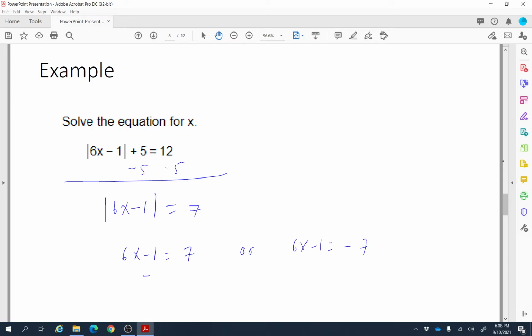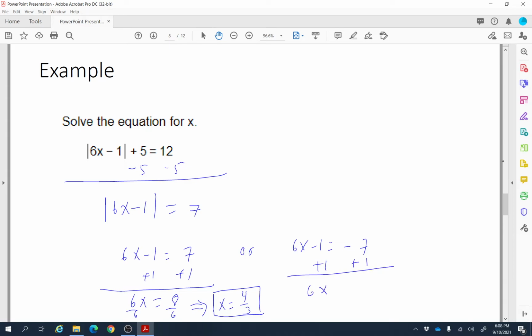Now we need to solve for x. For solving for x, just add 1 to both sides: 6x equal 8. Just divide both sides by 6. So x equal, if you simplify this, it will be 4 over 3. And do the same thing here, just add 1. This time the right side would be negative 6. If you divide both sides by 6, and if you simplify, x would be negative 1. So there are two numbers for x, which are x equal 4 over 3 and x equal negative 1. Both of them will satisfy this equation.